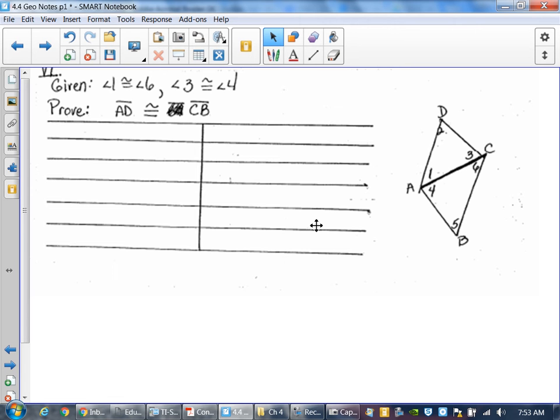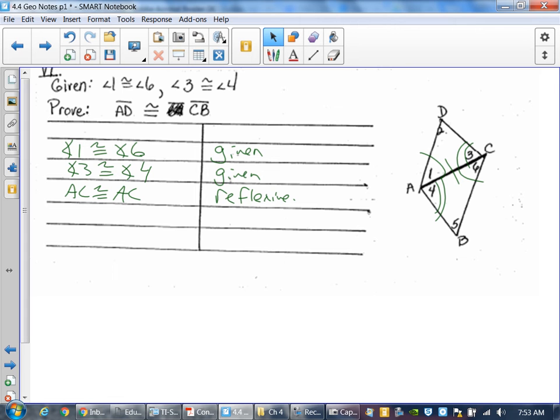So here we have two given statements. We have angle 1 congruent to angle 6. I've marked my diagram, 1, 6. Angle 3 congruent to angle 4, also given. I mark my diagram again. So right now I have two angles. I need to find a side after the angles or a side between the angles. What do we have? Between. Very good. What do we call that side? Excellent. So AC is congruent to AC because of reflexive.